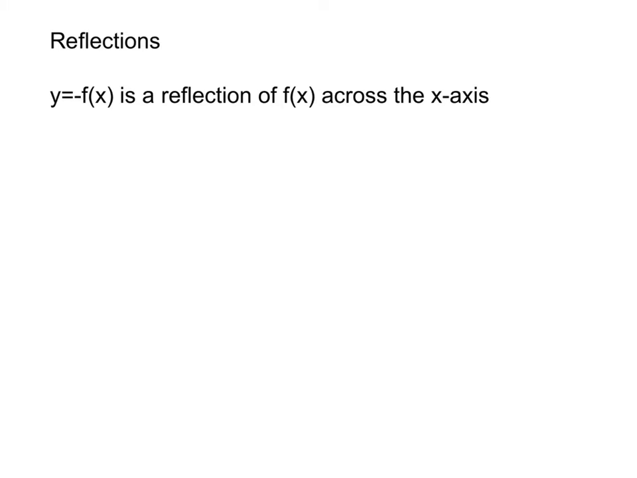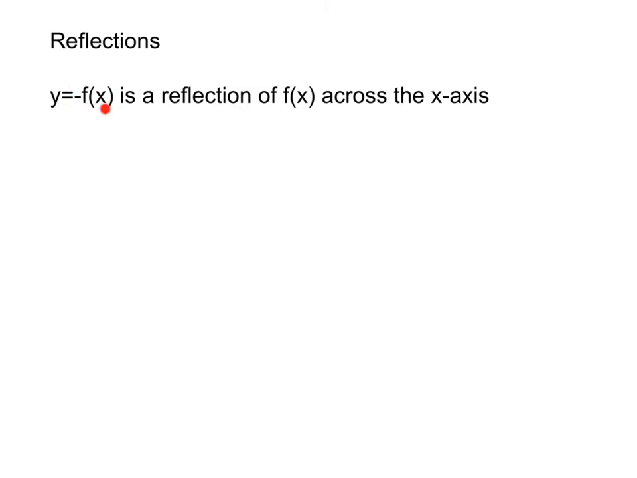The next transformation we're going to look at, in fact, are the reflections. And when we look at these reflections, we always want to specify which axis. So if we have the function y equals negative f of x, this is a reflection of f of x across the x-axis. So y is equal to the opposite of f of x is a reflection across the x-axis.